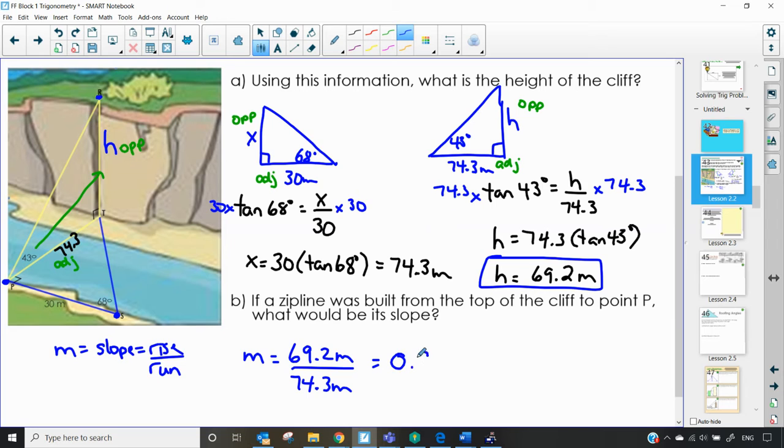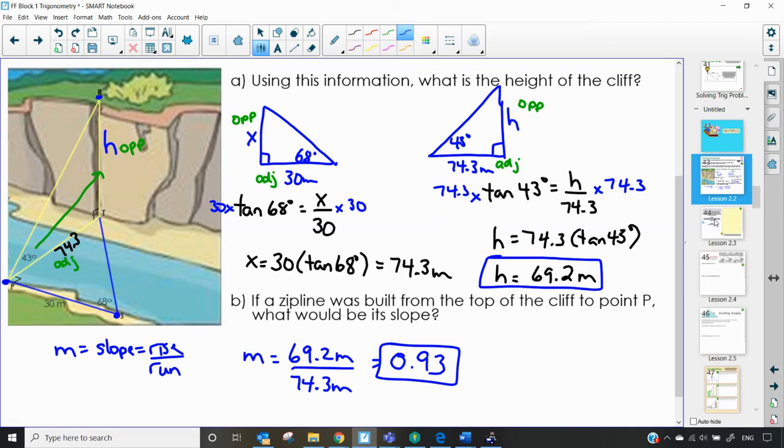But again, if we can keep our answers exact, all the better. And then remember that slope has no units when we're not dealing with rate of change in terms of line graphs. So the meters cancel each other out, so the slope is just 0.93. All right, so this is one example of two triangle problems where we have a shared line.